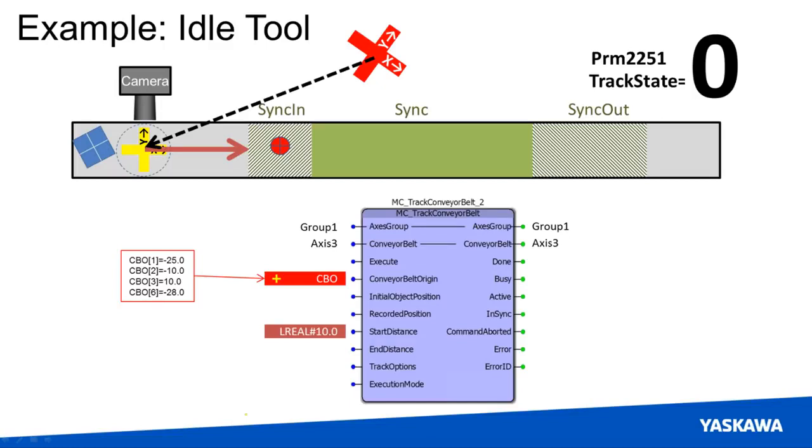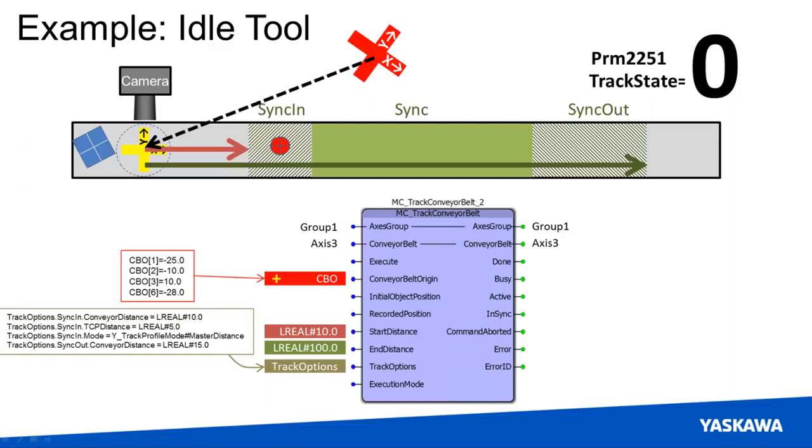Next thing I need to define is the beginning and end of my synchronization zone. So I can put in my start distance just as a fixed number, and my end distance just as a fixed number. In this case, I have a total of 100 units from the conveyor belt origin, but we're not going to start until 10. So the total synchronization distance, including the sink in, the sink, and the sink out, will be 90 units of the conveyor.